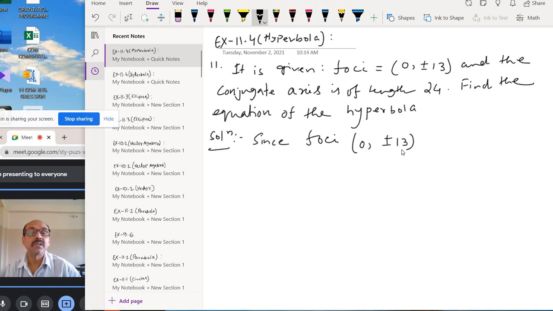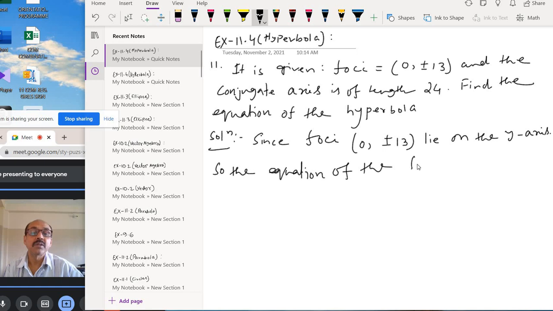(0, ±13) is on the y-axis, so the equation is of the form y square by a square minus x square by b square is equal to 1.